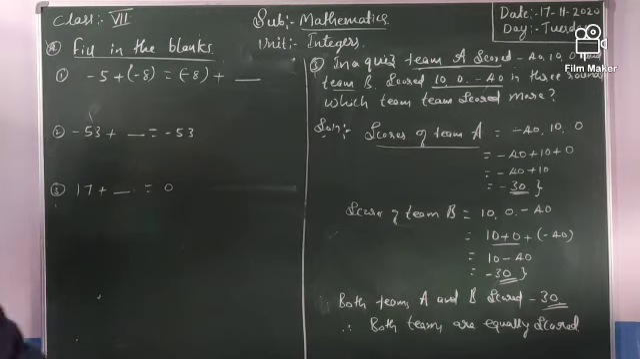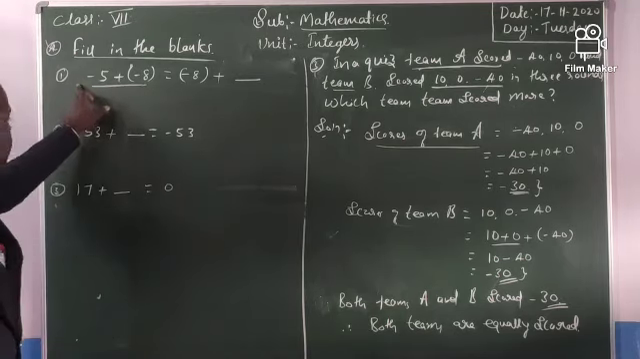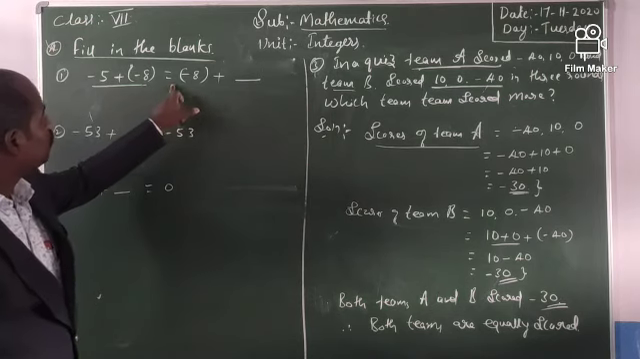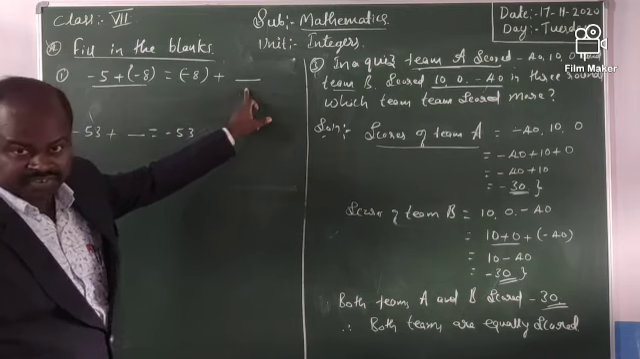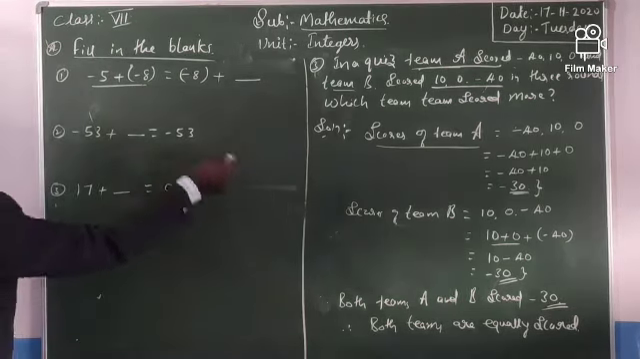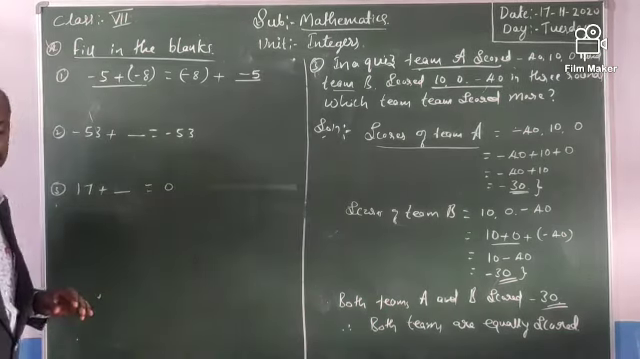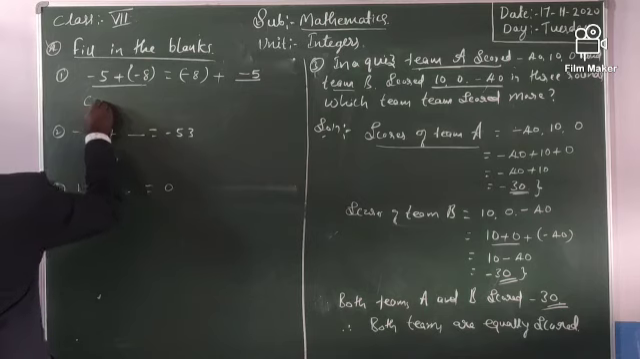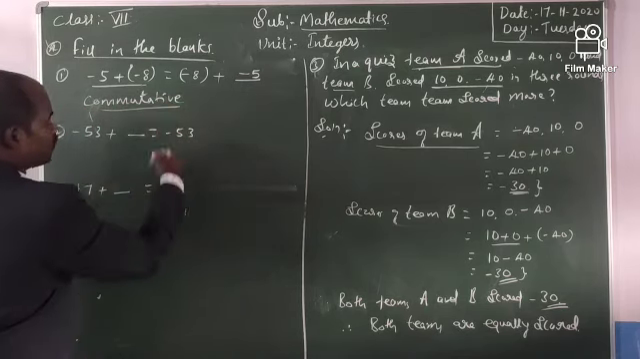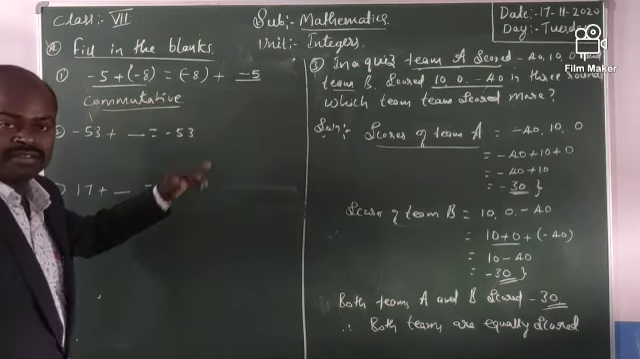Look all of you children here. Here see. This is minus 5 plus minus 8, which is equal to minus 8 plus dash. So it is a commutative property of addition. So here we have to write minus of 5. Got it? Here write commutative. Why? Because of commutative property. Here just interchange the numbers and add it. Okay.